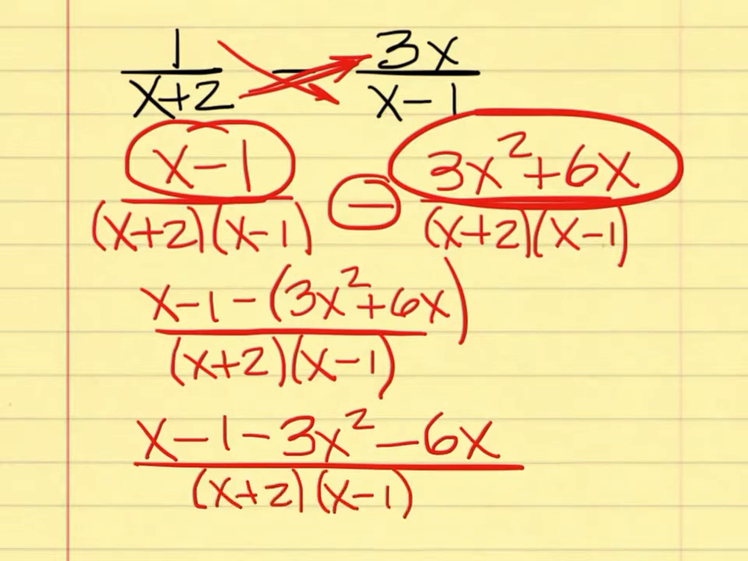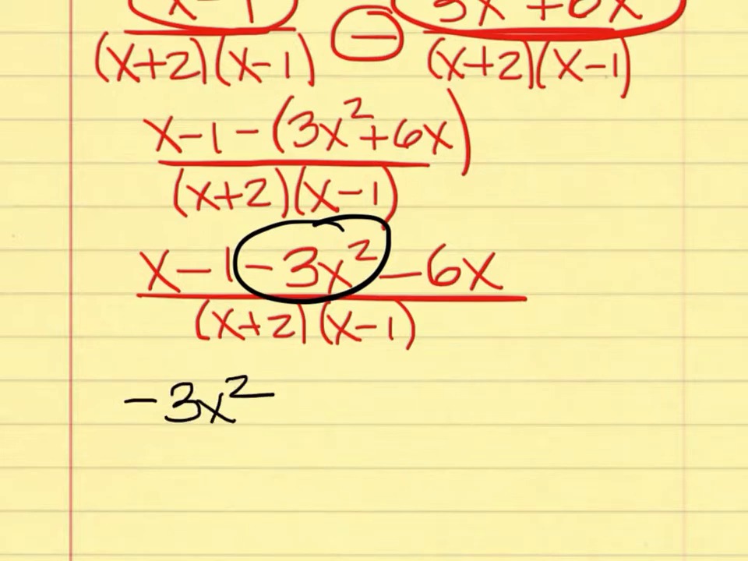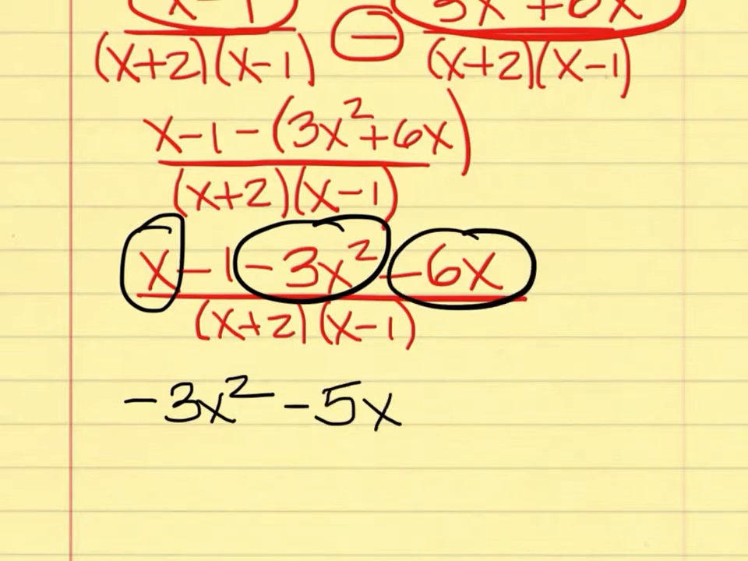All right. What can I do now on the top of that fraction? Subtract like terms. Yeah, add like terms. Add or subtract, whatever the case may be. So I have this, a negative 3x squared, and nothing else to put with it. But I have x minus 6x, so that's a negative 5x. And then I have the minus 1 left over.